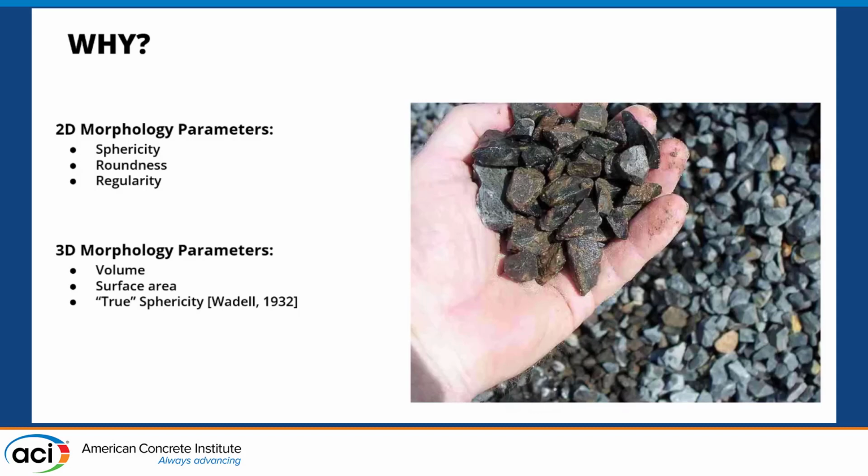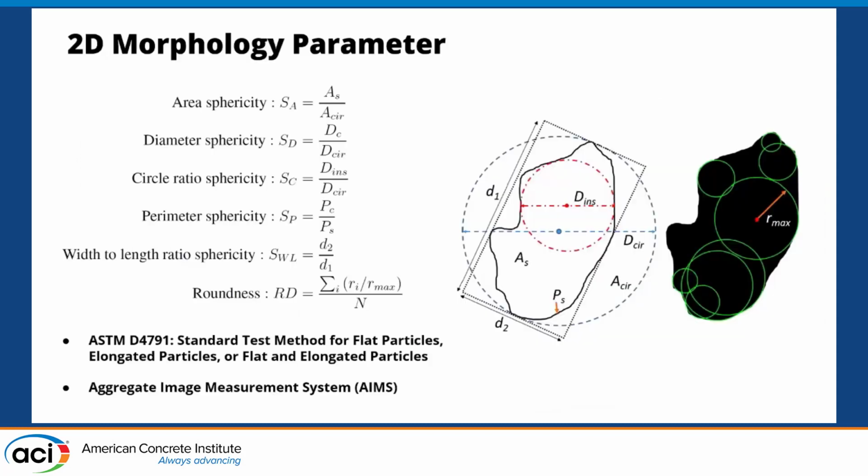But if you really want a 3-dimensional morphology parameter, there are not many. We found one from a paper published a long time ago, in 1932. Then we dug a little into the literature from that time, and quite a number of researchers worked on defining the shape of a particle or aggregate. So let me talk about that in a little more detail.